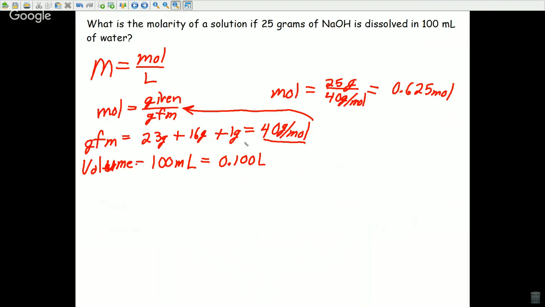So now that I got the volume in liters and I have the moles of solute, I can plug it into the equation and get the answer. So 0.625 moles divided by 0.1 liters gives me a concentration of 6.25 molar solution.